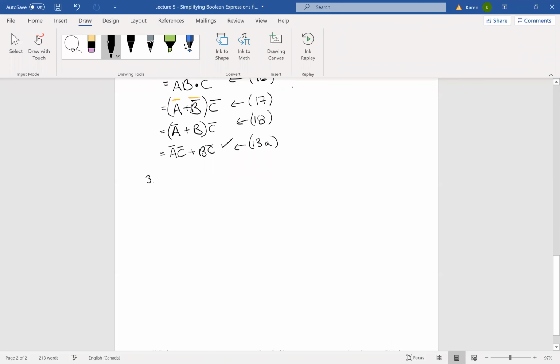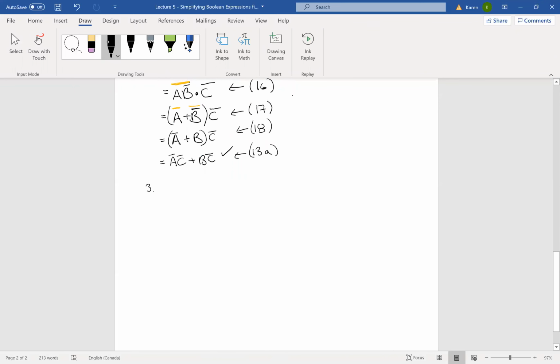So let's do another example. Let's do the larger example. Here I have two terms with three factors in each term. I'm going to first use De Morgan theorem 16, and I'm going to write down each of those terms.